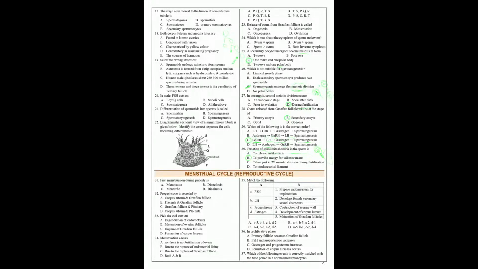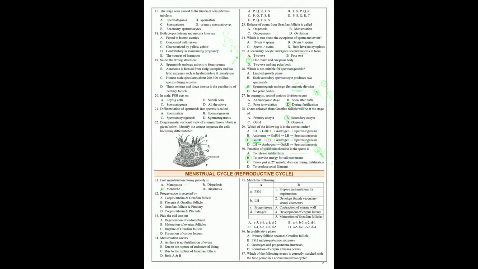Okay, now chalo. Next will be menstrual cycle. The first menstruation during puberty is called menarche, and the last one is called menopause.